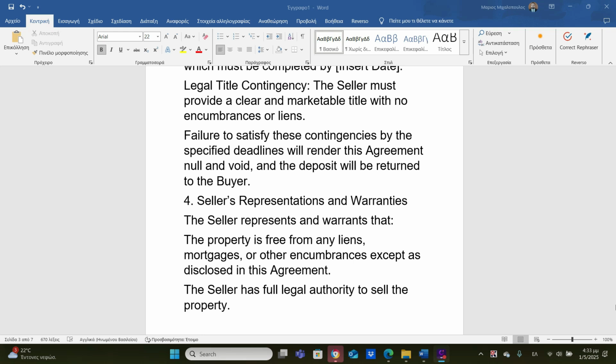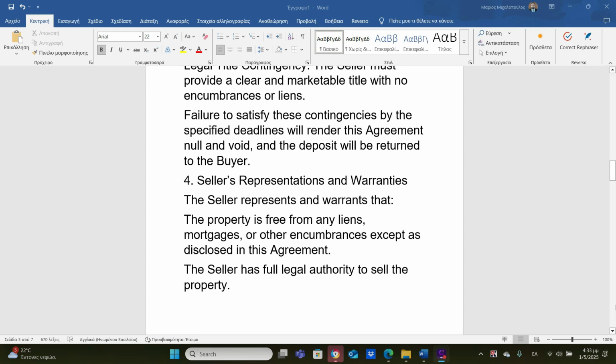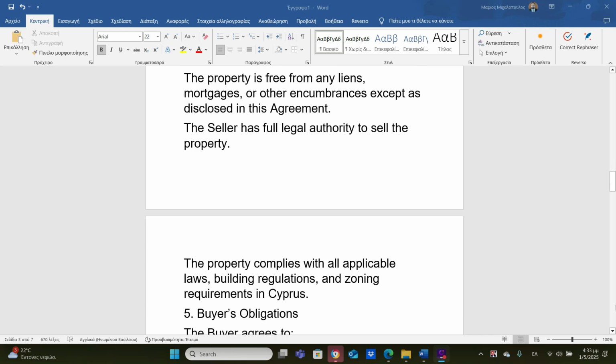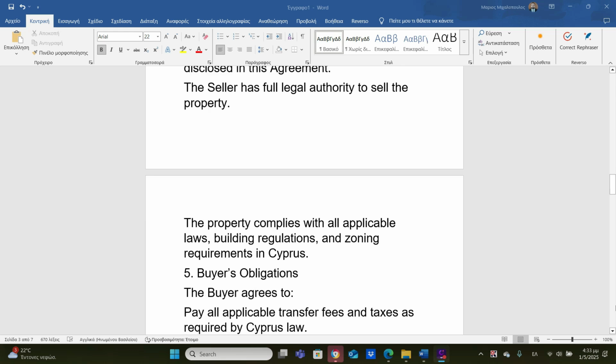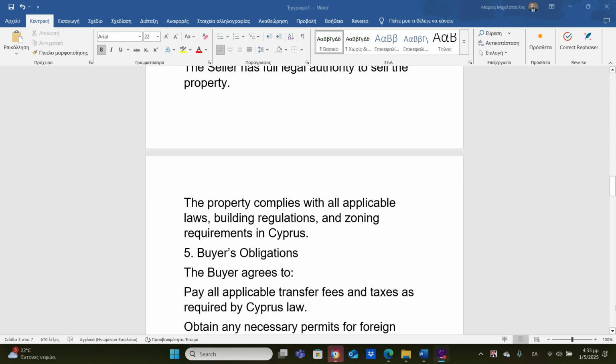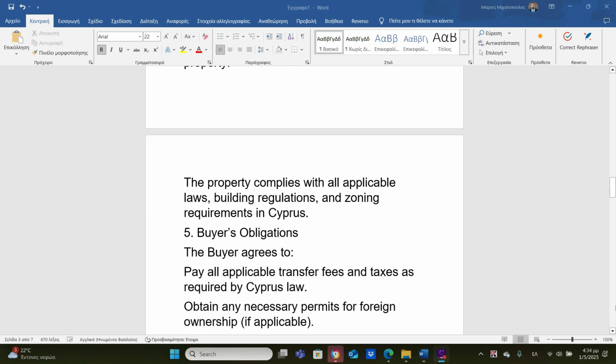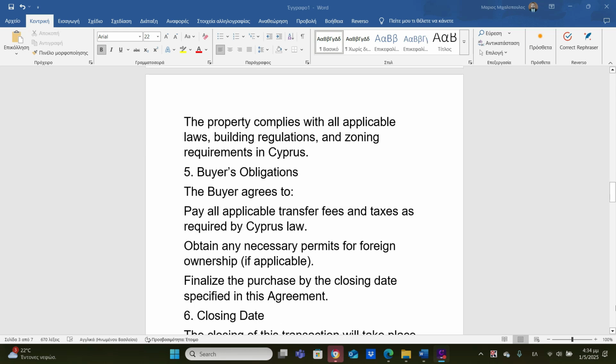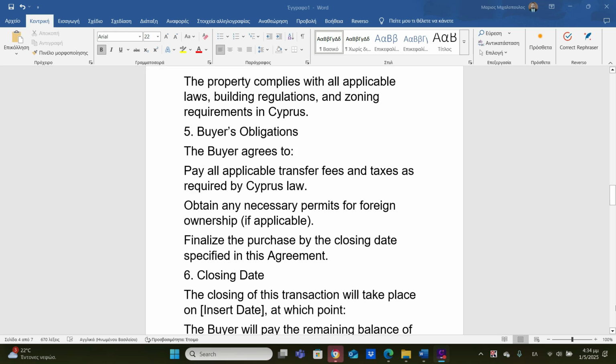Purchase price and payment terms. The agreed upon purchase price, down payment, and any financing details, e.g., mortgage terms or seller financing, are outlined here. Earnest money deposit. This is a deposit made by the buyer to demonstrate their commitment to the purchase. It is typically held in escrow and may be refundable or non-refundable depending on the terms of the agreement.